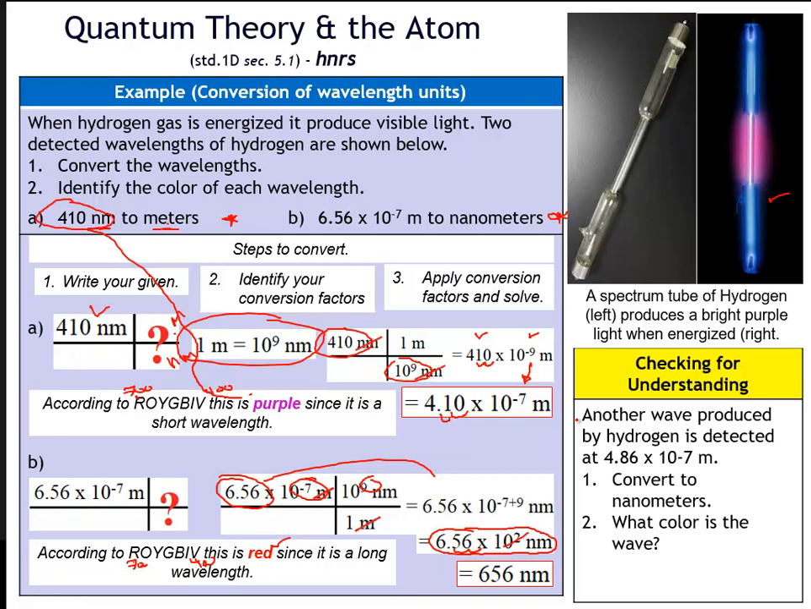So here's an example. I want you to practice this one. So here's another wave produced by hydrogen, and that's detected to have this wavelength size. Oopsie, minus 7. That's how it should be. I want you to convert to nanometers and tell me what color wave you have. If you have any questions on this, hit me up at tutorial. All right.